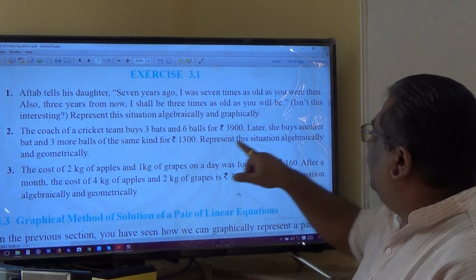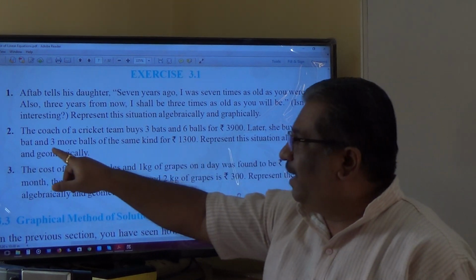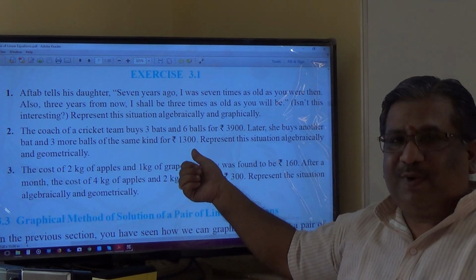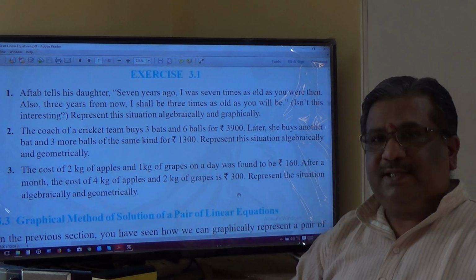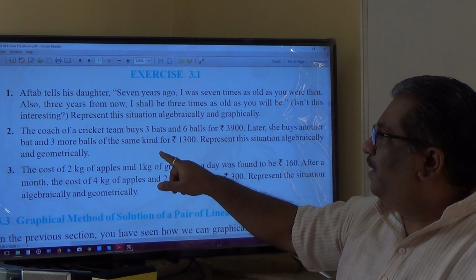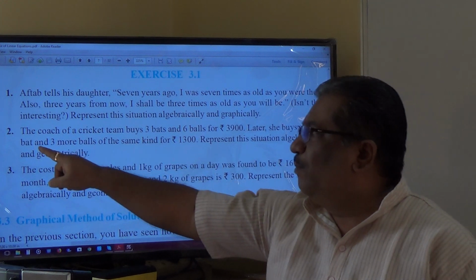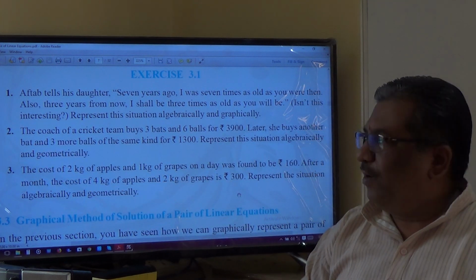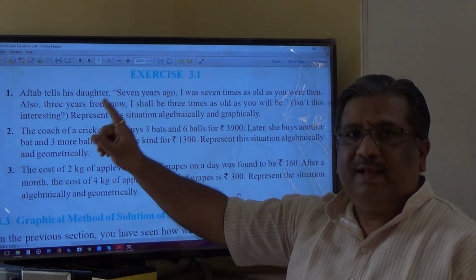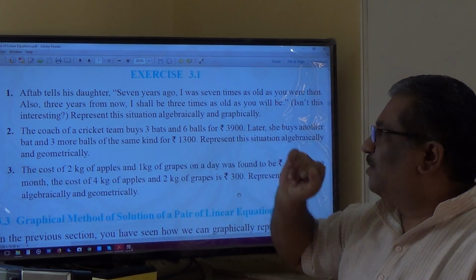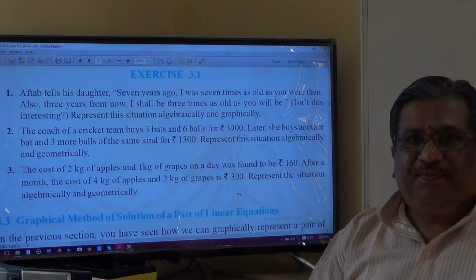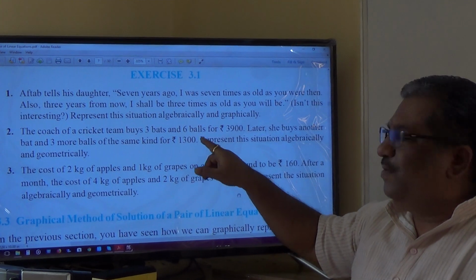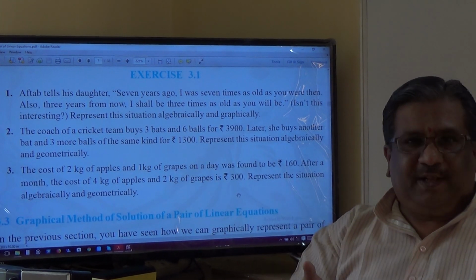Next, later she buys another bat and 3 more balls of the same kind for rupees 1,300. We already assumed that x be the cost of each bat. So one more bat, x. y be the cost of each ball. 3 more balls, 3y. x plus 3y together 1,300. Are you able to understand? These are the linear equations for this. You can represent it graphically by plotting the graphs.